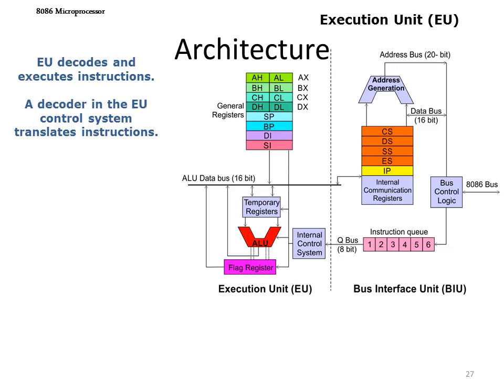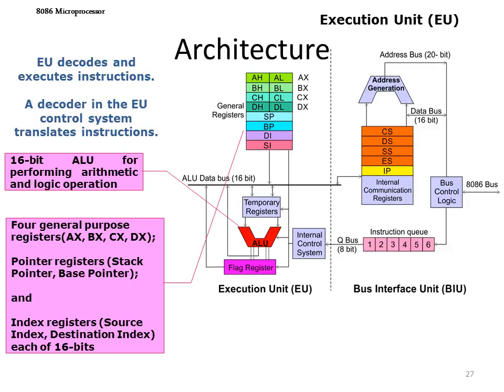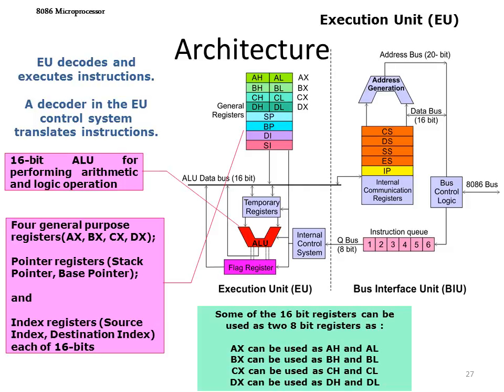Execution unit decodes and executes the instructions. A decoder in the execution unit controls and translates the instructions. It has a 16-bit ALU for performing arithmetic and logic operations, 4 general purpose registers, 2 pointer registers, stack pointer and base pointer, and 2 offset storage registers, source index and destination index registers.